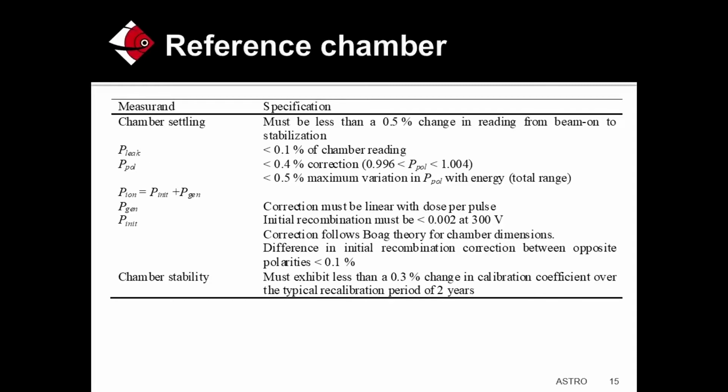P-pole, the polarity, less than 0.4%. Notice it's 0.4% in the addendum. So it's between 0.996 to 1.004. I mentioned previously that it was from 1.003.